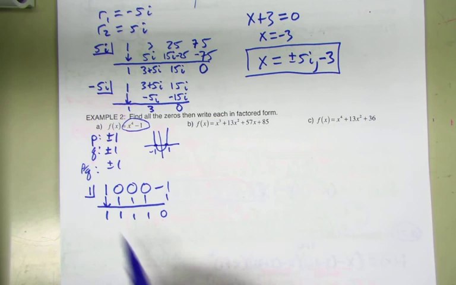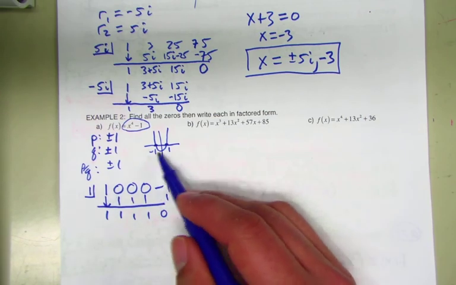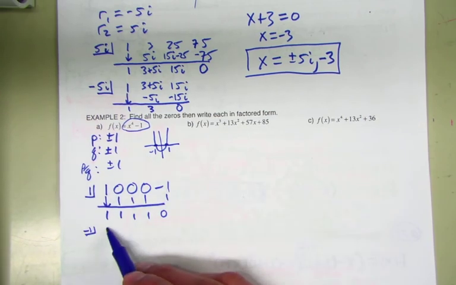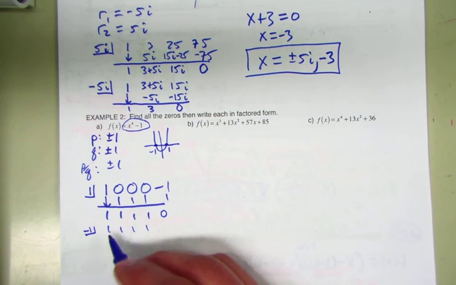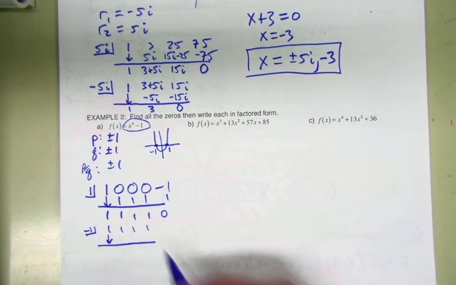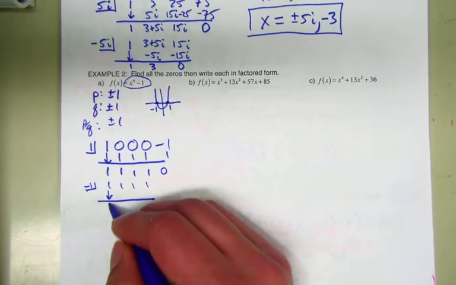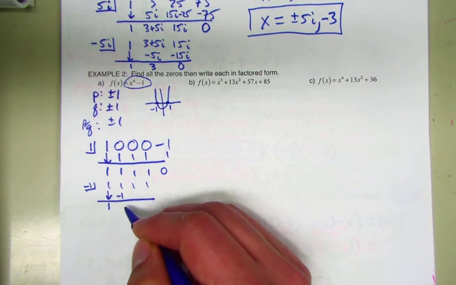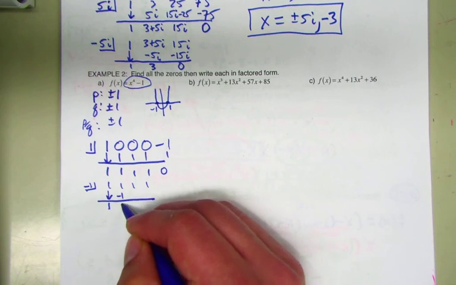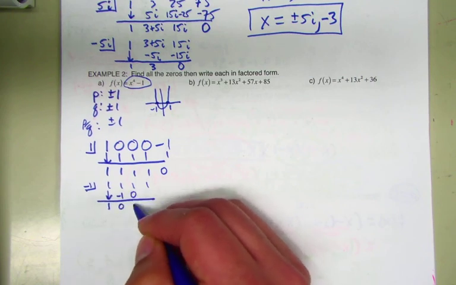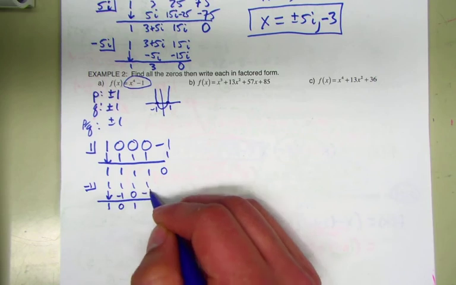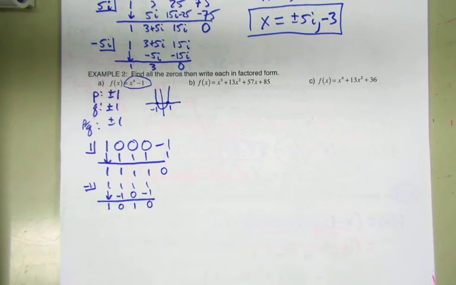And now we use the fact that -1 is a zero. Same thing there. Bring down the 1, multiply, add it up, you get 0. Now this will be 0, this will be +1, multiply, you get -1, add that up, you get 0 there.